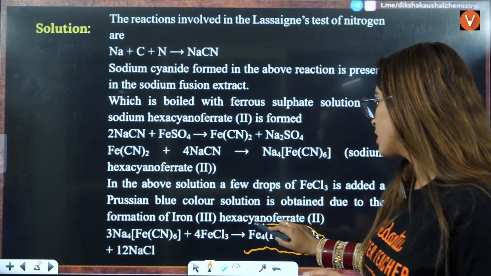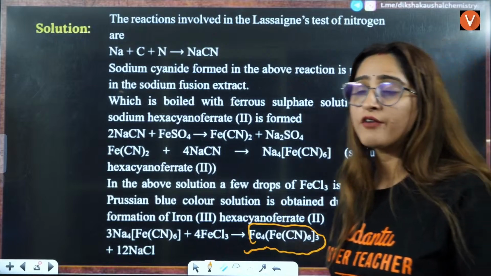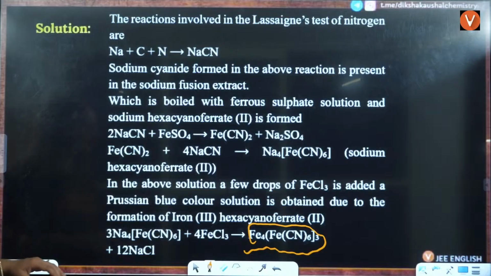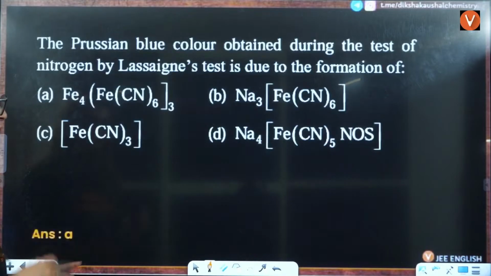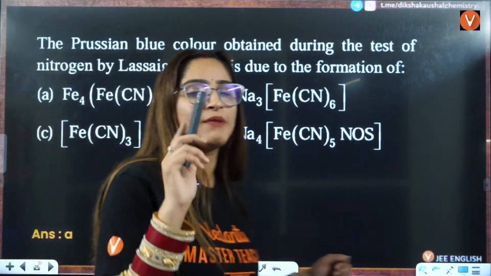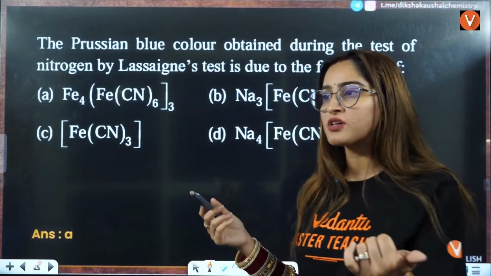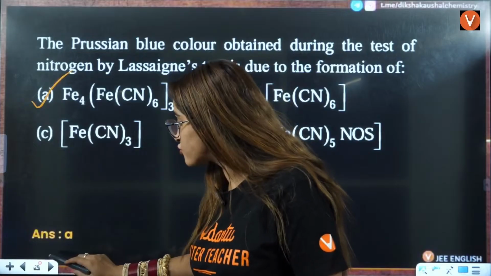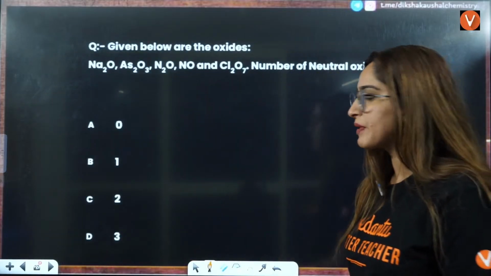That is your Prussian blue color, right? Okay. Very, very famous compound. Is that clear to everybody? It has one iron in +3 oxidation state, the ferric, and one iron in +2 oxidation state. That's why this is an extremely important compound, right?